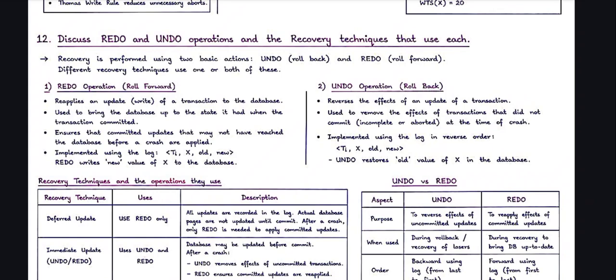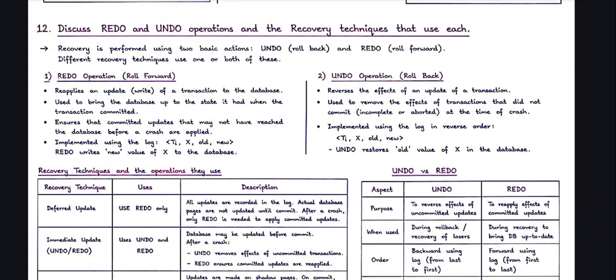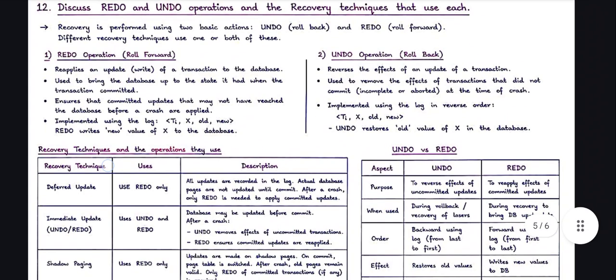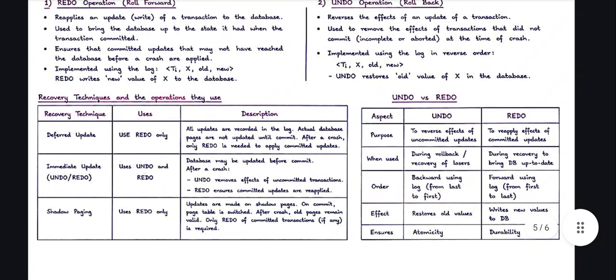Redo operation, roll forward, reapplies an update or write operation of a transaction to the database. Use it to bring the database up to the state it had when the transaction committed. It ensures that committed updates that may not have reached the database before a crash are applied. Implemented using the log: <T, X, old, new>. Redo writes the new value of X to the database.